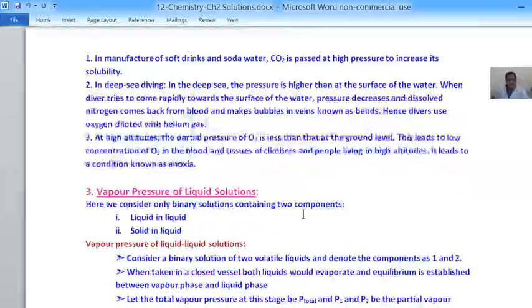Next, we move on to the next concept, that is vapor pressure of liquid solutions. Here, we consider only binary solutions containing two components. We have already learned what a liquid solution is: a solution in which the solvent is in the liquid state. Here we are considering two types of liquid solution. First, liquid in liquid, which means the solute is in the liquid state as well as the solvent. Second, we will study solid in liquid, that is, the solute is in the solid state and the solvent in the liquid state.